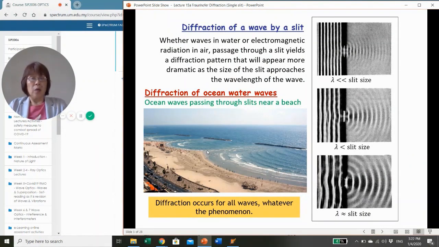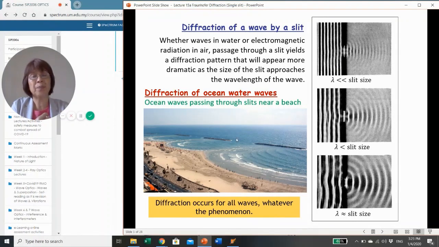Now, when we talk about diffraction of a wave by a slit, whether the waves are in water or electromagnetic radiation in air, like a light wave, the passage of this wave through a slit produces a diffraction pattern that appears more prominent especially when the slit size approaches that of a wavelength. Here it is still quite flat, quite similar to the approaching waves, where the slit is much larger than lambda. As the slit gets smaller until it's comparable to lambda, you can see the pattern is more prominent.